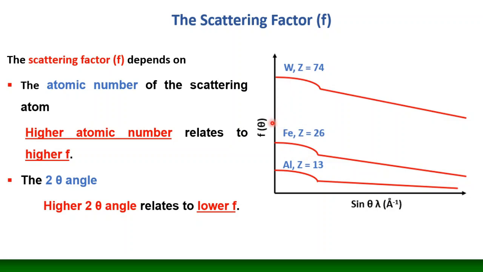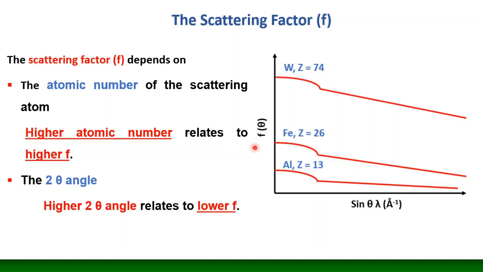So on the y-axis, we're measuring the scattering factor, and then the x-axis is the sine of theta times lambda, the wavelength of the incident x-ray beam, okay? So as you can see here, for the same angle or same product, sine theta times lambda, as the element is heavier, the higher its scattering factor will be. So if you trace a vertical line here, you see for this specific combination, the tungsten would have a much higher scattering factor than iron and aluminum, okay?